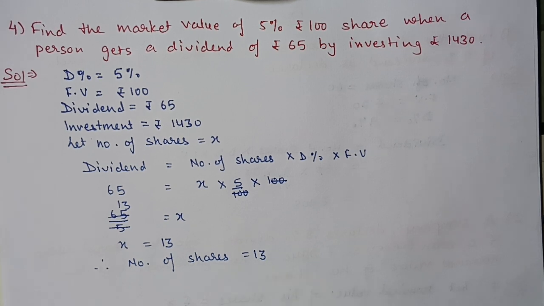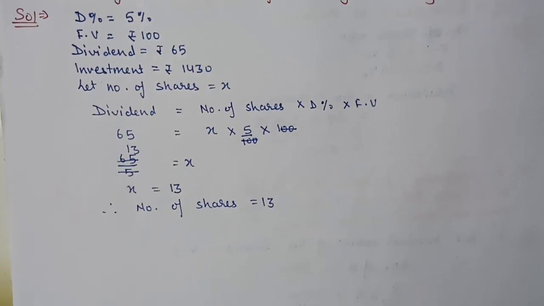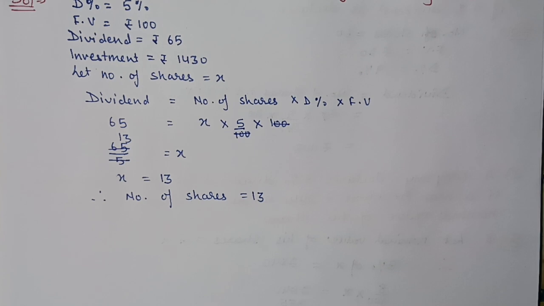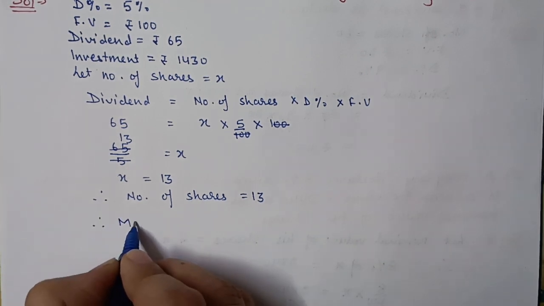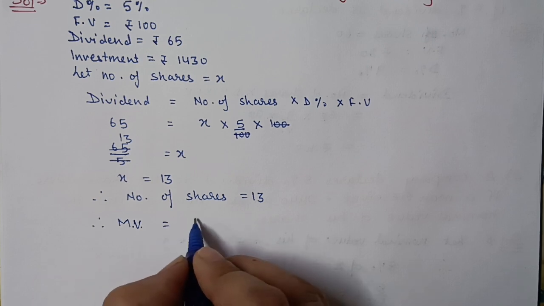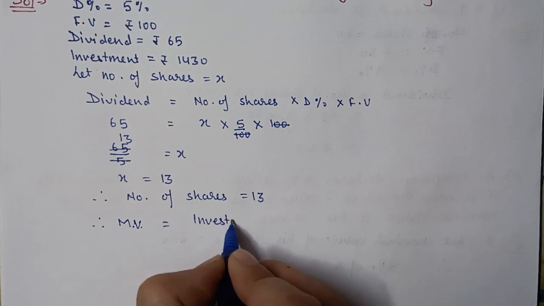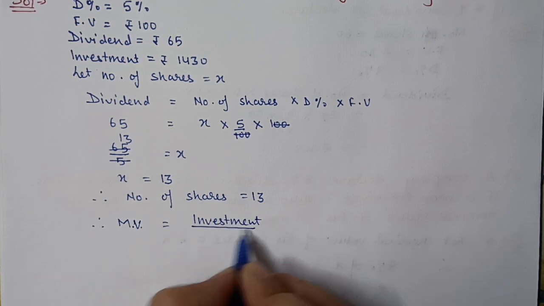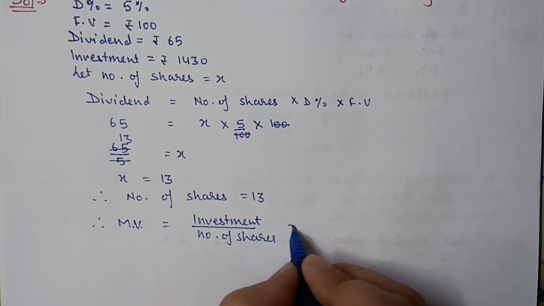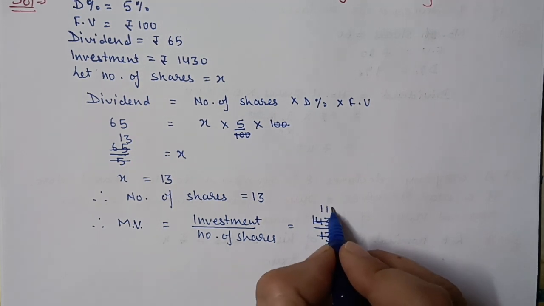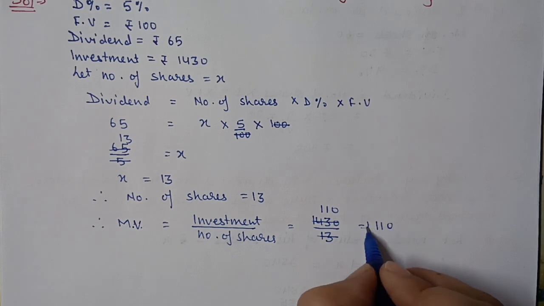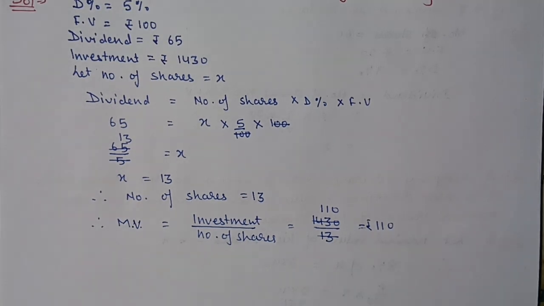Now we have to find out the market value. As we know, market value is equal to investment upon number of shares. So therefore market value is equal to investment upon number of shares. Investment is 1430 rupees. Number of shares are 13. Cancel out 13, 1, 1 and 0. So 110 rupees is the market value for this share.